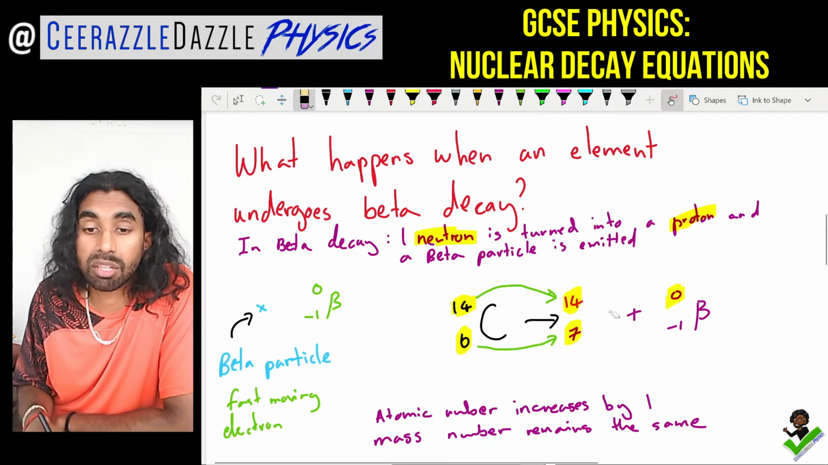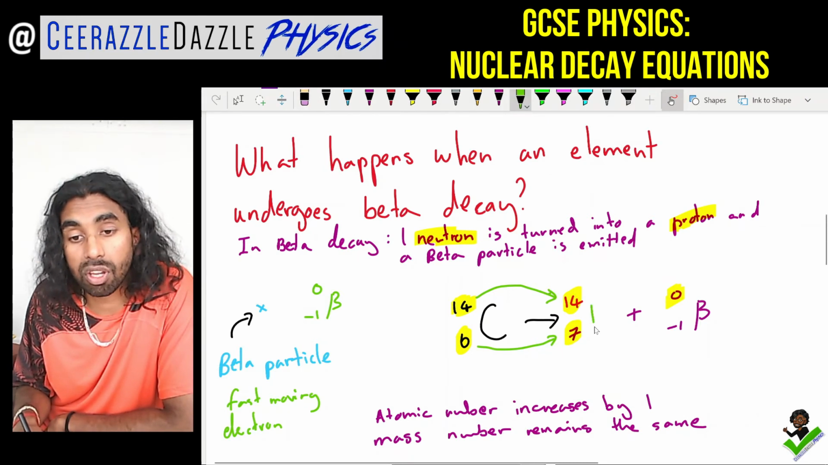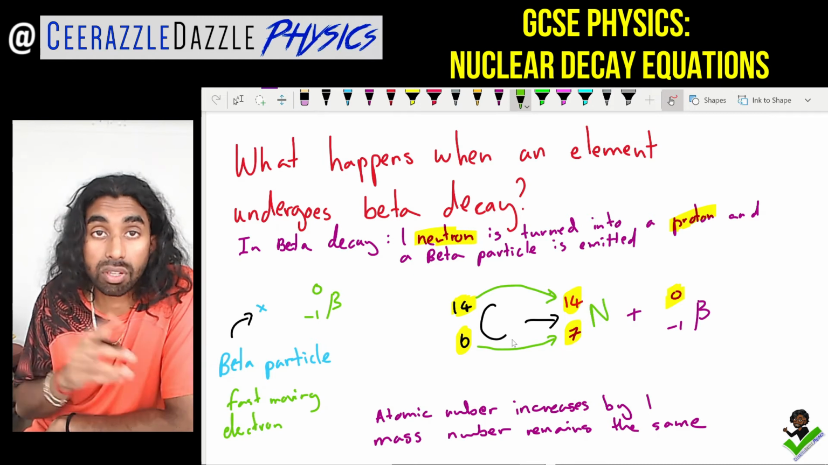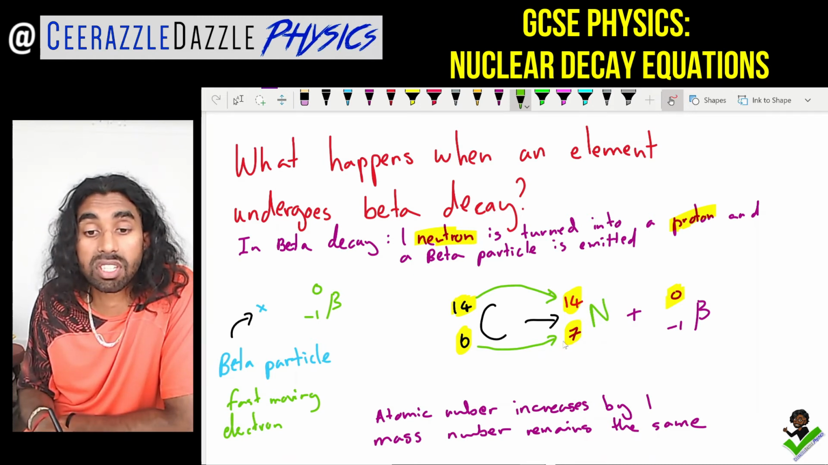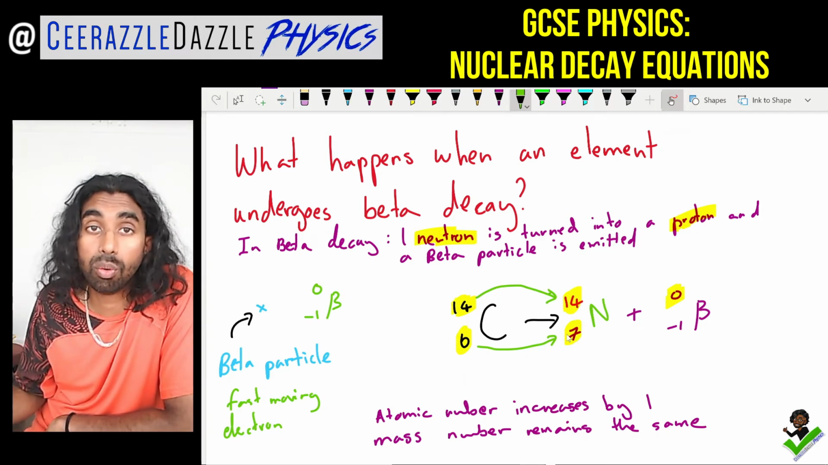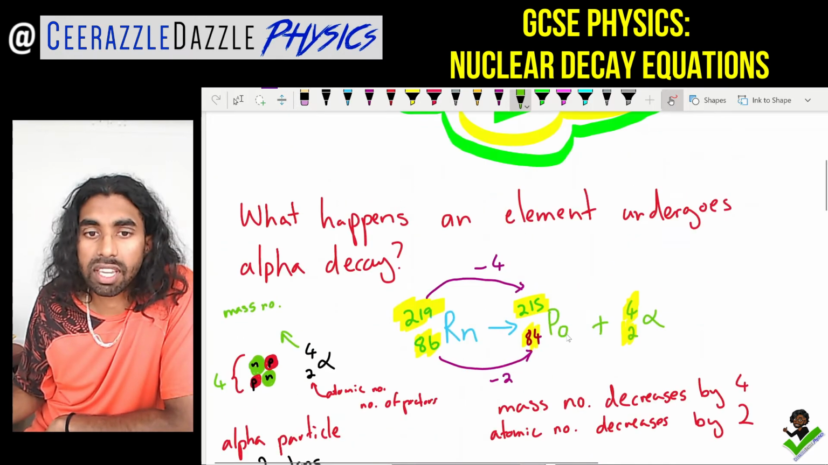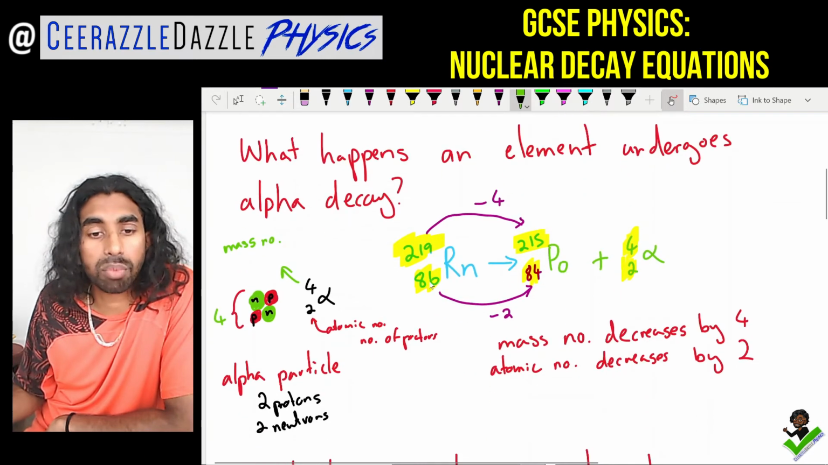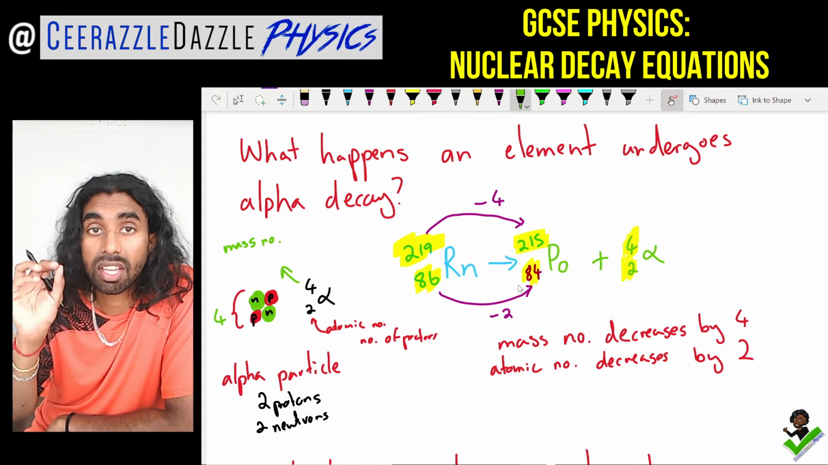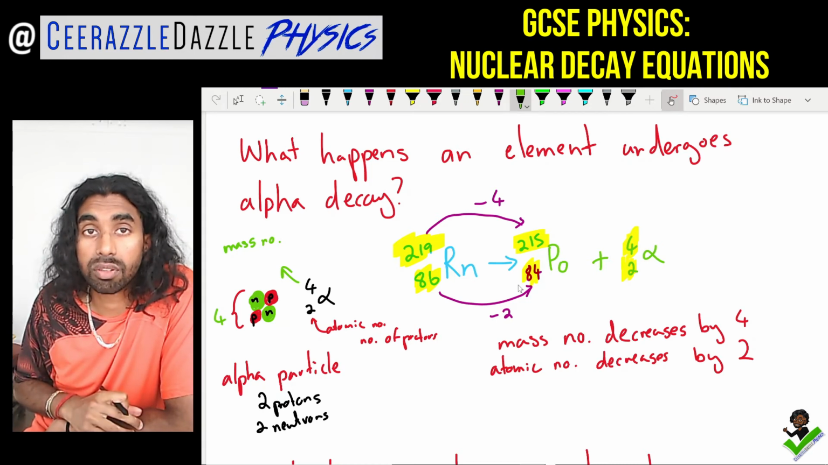In this case, it actually makes nitrogen because obviously it's changed. It's become a new element over here. As you can see, guys, it's become a new element. Why? Because the atomic number has changed. It's gone from 6 to 7 here. So the atomic number has changed. Therefore, we have a new element. And obviously in the alpha decay, there's also a new element because the atomic number changed. So if the atomic number changes, we get a new element being formed.